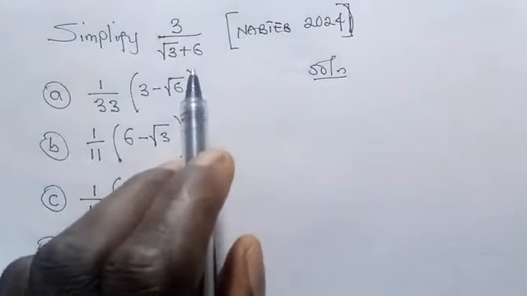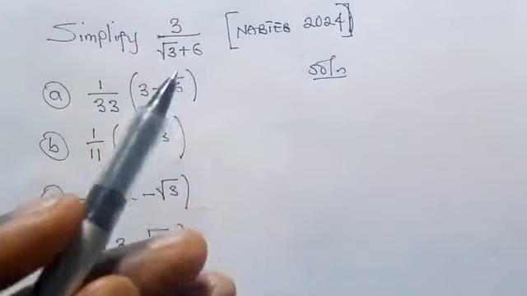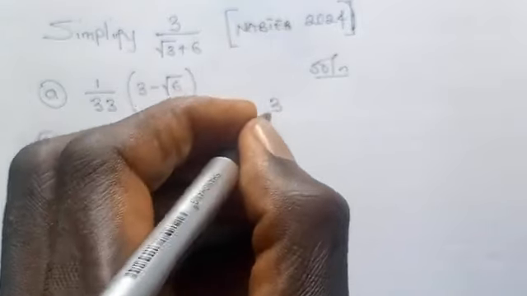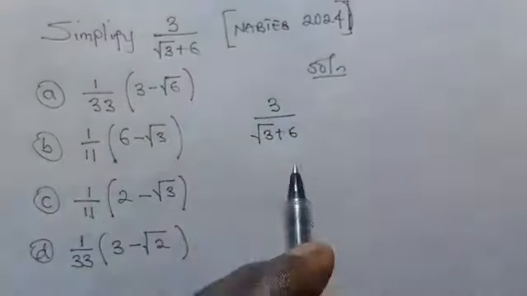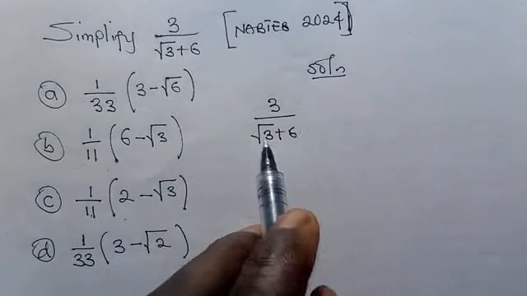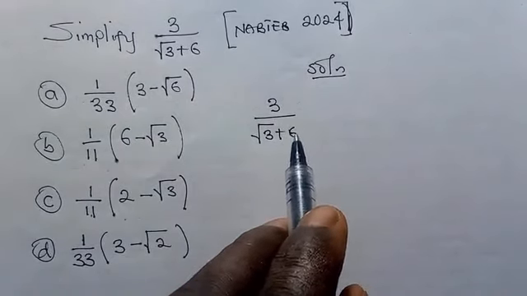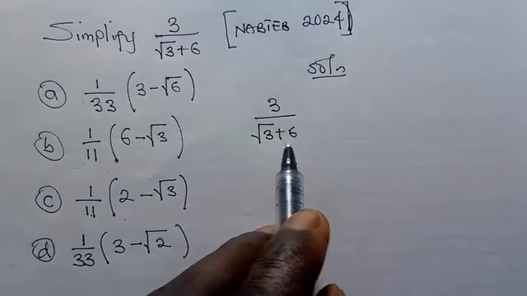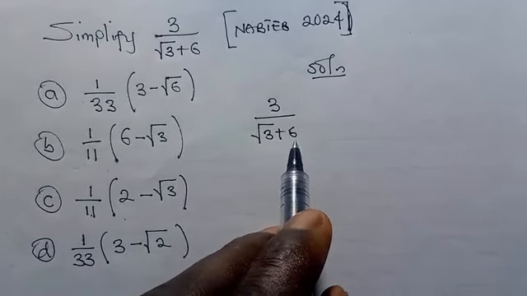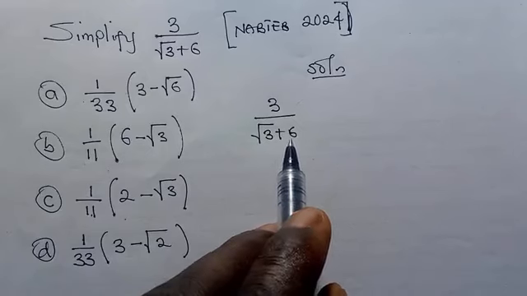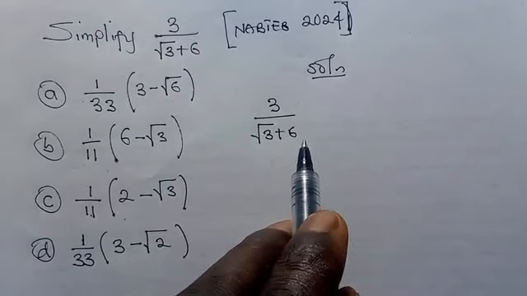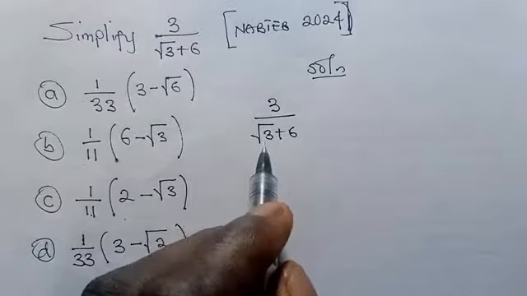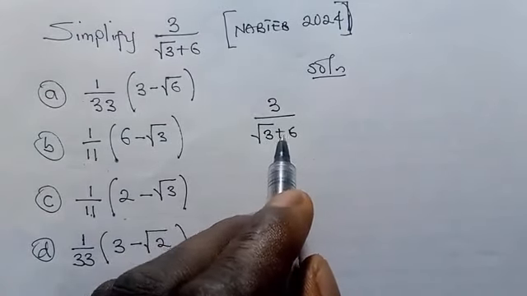This is an equation from surd, and the first step we need to take with 3 over root 3 plus 6 is to rationalize this. However, we are going to use the conjugate of this denominator. And when is a surd said to be in conjugate? Two surds are said to be conjugates of each other if their product gives rise to a rational number. So a conjugate of root 3 plus 6 is root 3 minus 6.